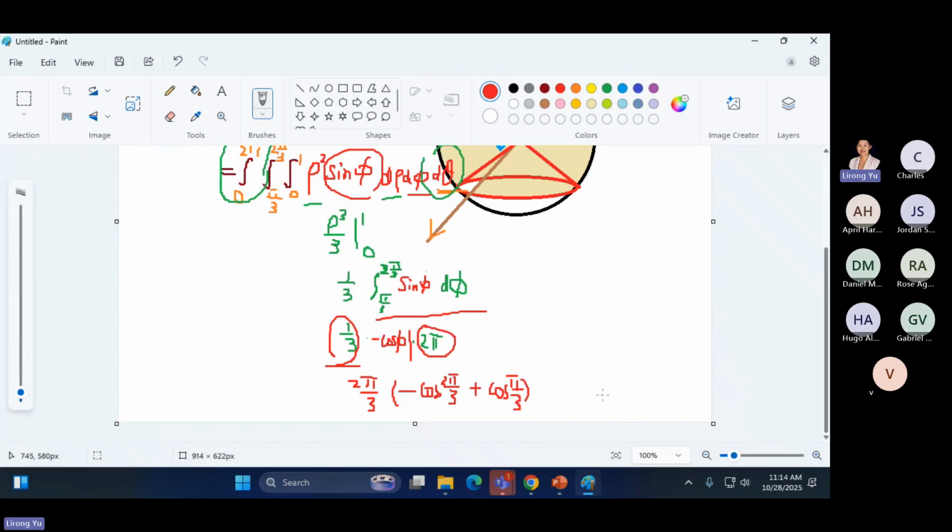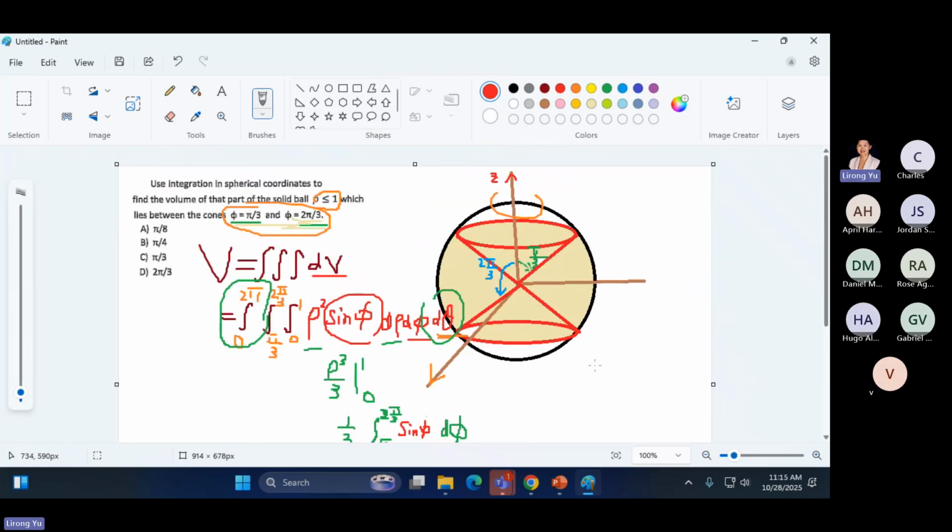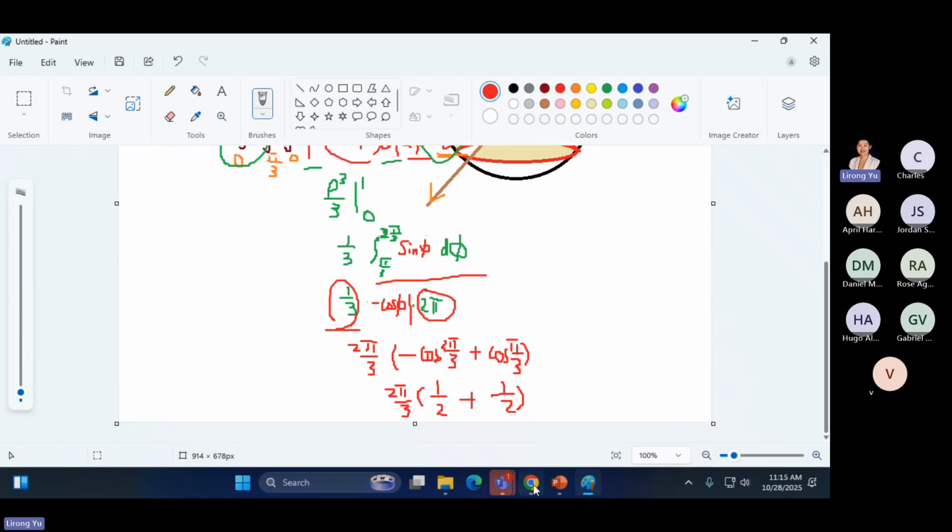The cosine of pi over 3 would probably be 1/2. Right, okay. So cosine of pi over 3 is 1/2. That means this is negative 1/2, and then minus negative means positive. So it's 1/2 plus 1/2. And here we have 2 pi over 3. That's when everything is finished. We probably should know the answer.